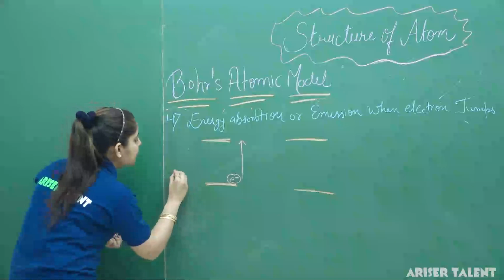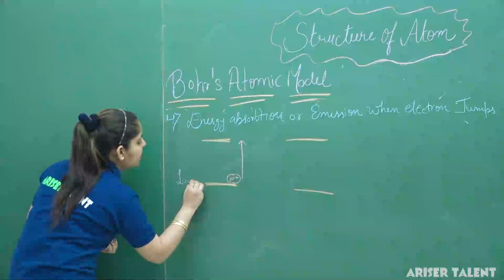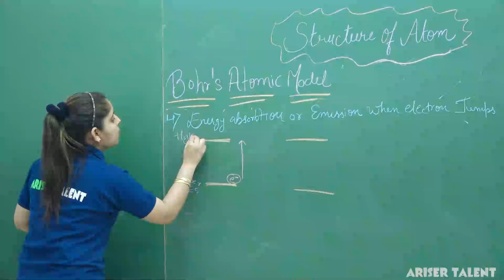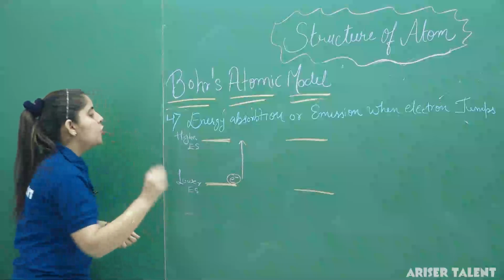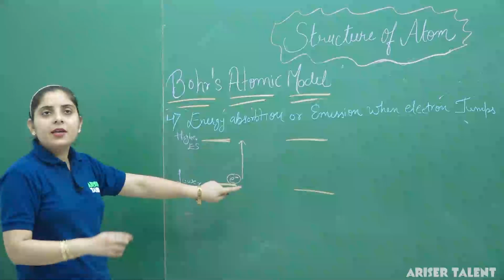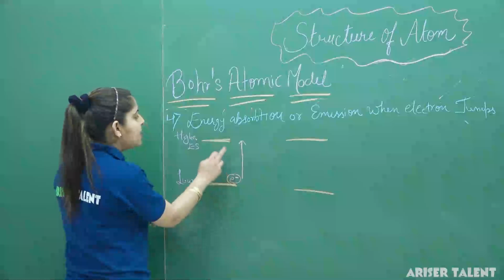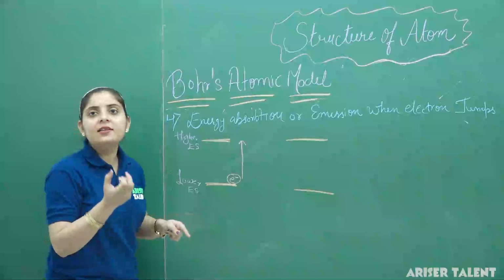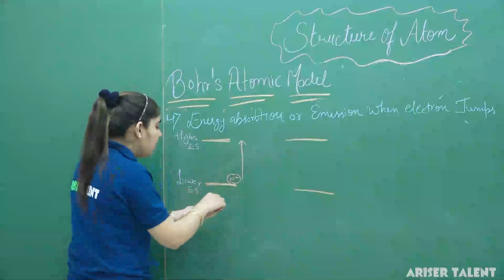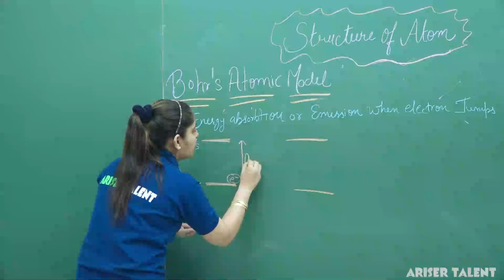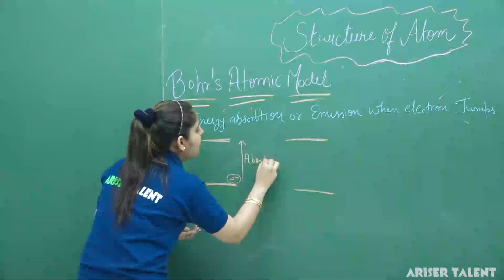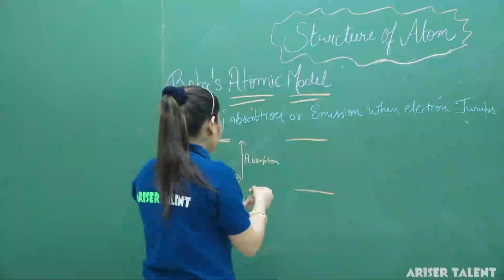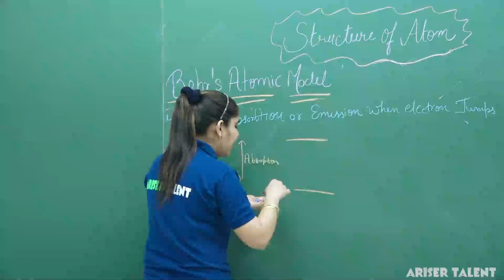So this is the lower energy state and this is the higher energy state. So what we are seeing here is an electron jumping from a lower energy state to a higher energy state. If an electron jumps from lower to higher, it needs a certain amount of energy. So here the absorption of energy takes place. Energy will be absorbed.